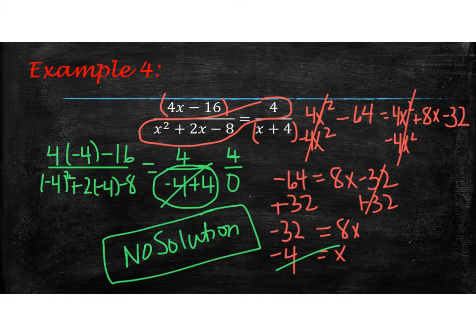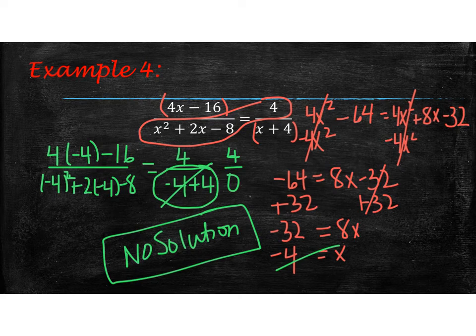Now, let's check it. So we'd have 4 times negative 4 minus 16 over negative 4 squared plus 2 times negative 4 minus 8, and that would have to equal 4 over negative 4 plus 4.